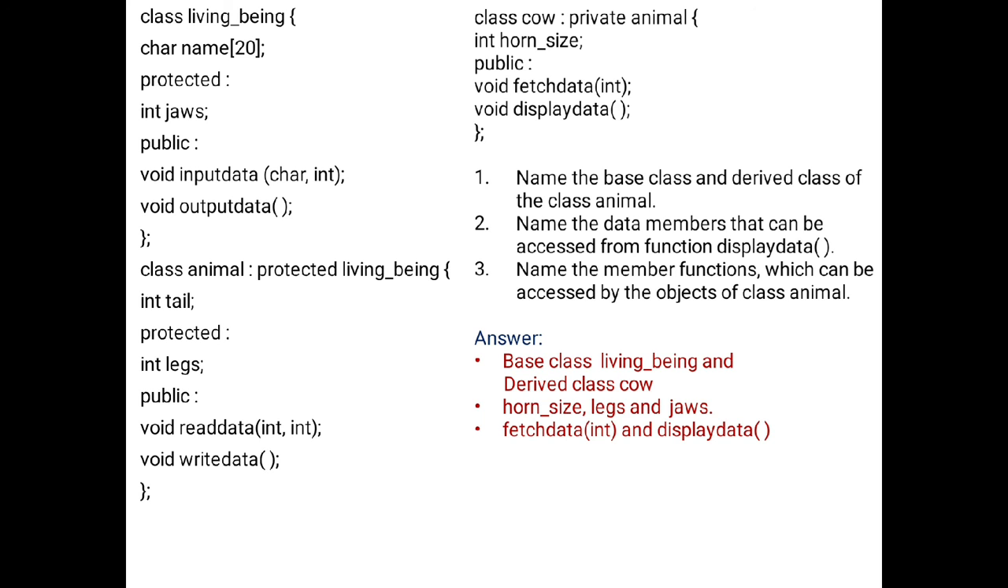So question number 3 is, name the member functions which can be accessed by the object of class animal. If an object is declared for the class animal, what will be the member functions which can be accessed by the objects of class animal? In that case, it can access the fetch data and display data.